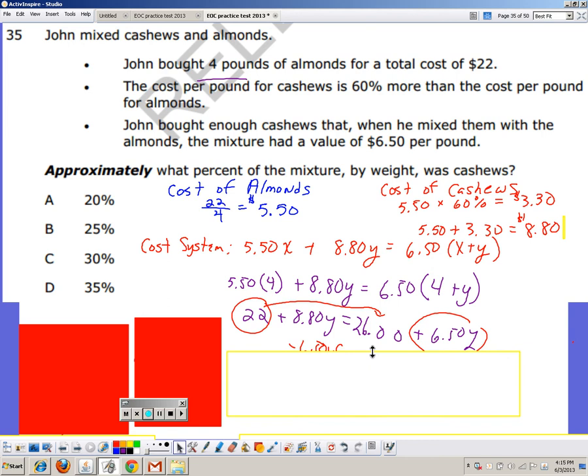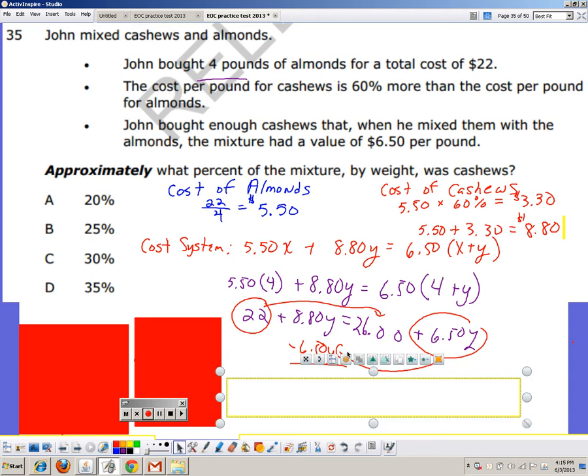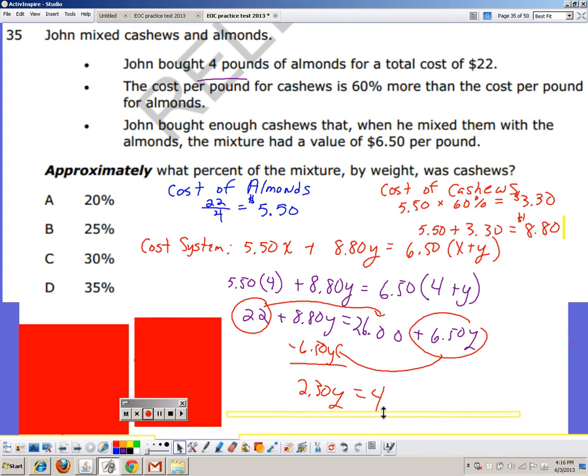Okay, we're going to get all our y's on one side, so we are moving the 6.50y to the left, and we're going to move the 22 to the right, because we want our variable on the left side and our numbers on the right. Remember, we have to change the sign when we move something. So we're going to do 880 minus 650y, which gives us 2.30y, and 26 minus 22 gives us 4. So we got 230y equals 4.